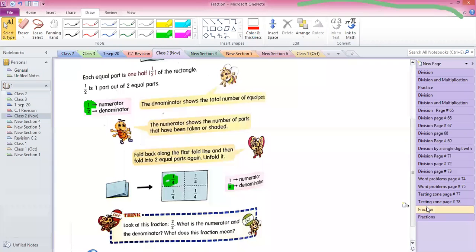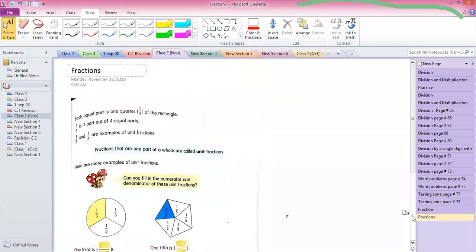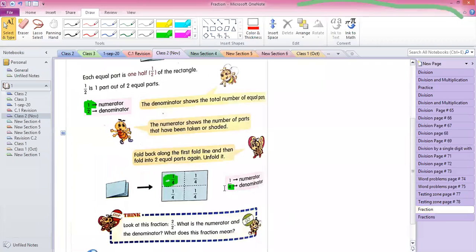So, guys, here, if you see that every part is not half, okay? One, two, three, but every part is, you can say, quarter. So, look here, each equal part is 1/4 of the rectangle. 1/4 is one part out of four equal parts. If I say this 1 over 4, it is one part out of four equal parts. This is one part, this is two, this is three, and this is four.